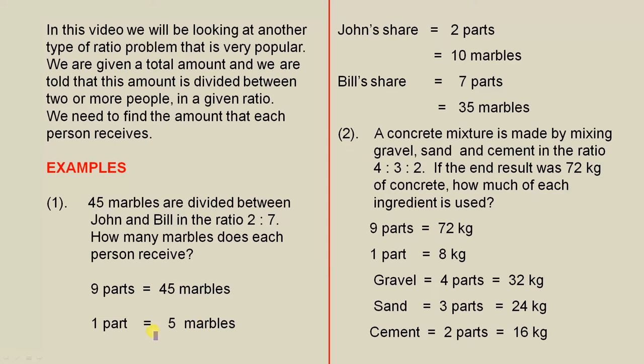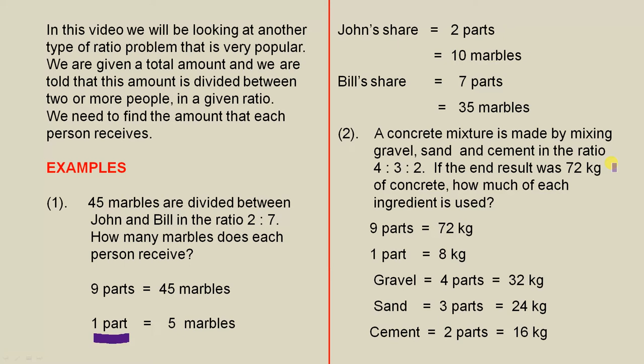That's the trick with these type of problems. You always have to find out what 1 part represents. John's share is 2 parts, so 2 fives are 10, so John receives 10 marbles. Bill's share is 7 parts, 7 fives are 35, so Bill receives 35 marbles.